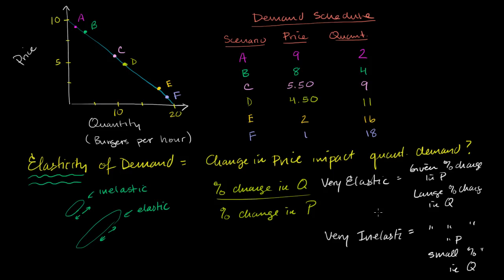Now, with that out of the way, let's calculate the elasticity for multiple points along this demand curve. I think that'll give us a better grounding, especially because there are slightly unusual ways of calculating the percent change in quantity and the percent change in price, so that we get the same number for a positive change in price and a negative change, or a drop in price and an increase in price.